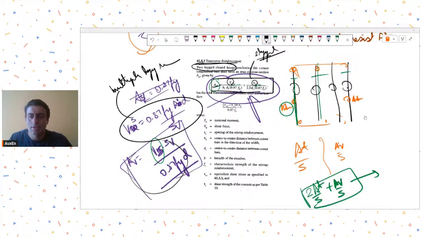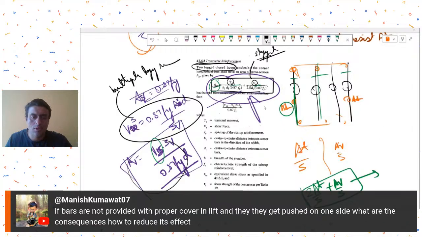So this was Mr. Ajinkya with his query. Then we have next question from Mr. Manish Kumawat. If bars are not provided with proper cover in lift and they get pushed on one side, what is the meaning of pushing? What are the consequences and how to reduce its effect? See, cover is not related to strength in any manner. Cover is there for durability. So I don't know what is meaning of bars getting pushed. So if you have not provided adequate cover, it will affect your long-term durability and serviceability of structure. Okay.